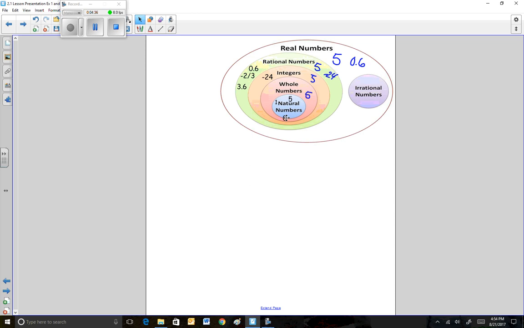0, you don't naturally count 0. So it goes to the whole number. It'll be a whole number, integer, rational, real number. Notice the Venn diagram represents how things are laid out for their categories. So natural numbers will always be whole numbers. They'll also be called integers. They'll also be called rational numbers. So let's take a look at the next slide.